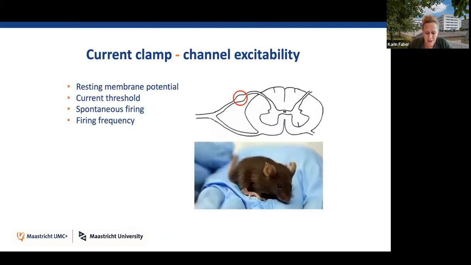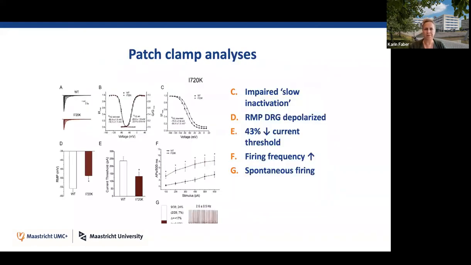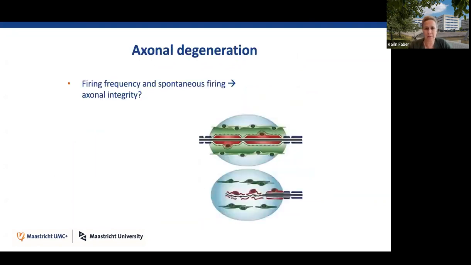Using current clamp studies, information can be obtained about channel excitability, such as the resting membrane potential, the current threshold, spontaneous firing, and firing frequency. And you can see that these studies are complementary. And what we have seen in the patch clamp analysis is that many of these variants have an impaired slow inactivation with a resting membrane potential depolarization, a reduced current threshold, an increased firing frequency, and increased spontaneous firing.